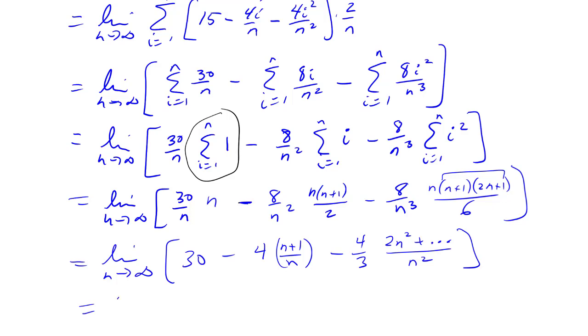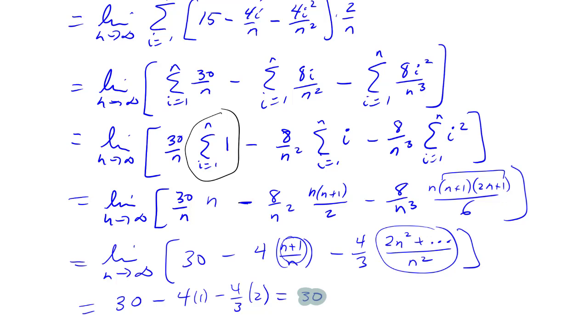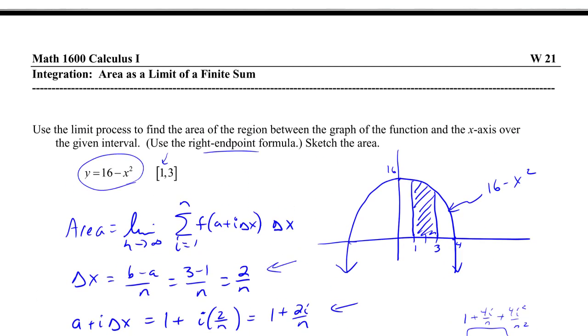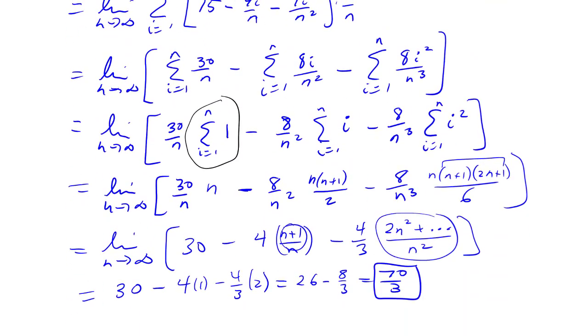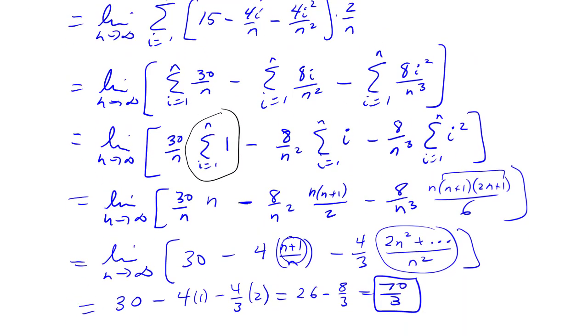I'm going to get 30 minus, this is just 1, so I get 4, and the limit of this is just 2, so I get minus 4 thirds times 2, so I get 30 minus 4, which is 26, minus 8 thirds. I would end up with 70 thirds as my answer. And there I was able to actually find this area by that limit method. 70 thirds. A lot of work, yes, but I found it.